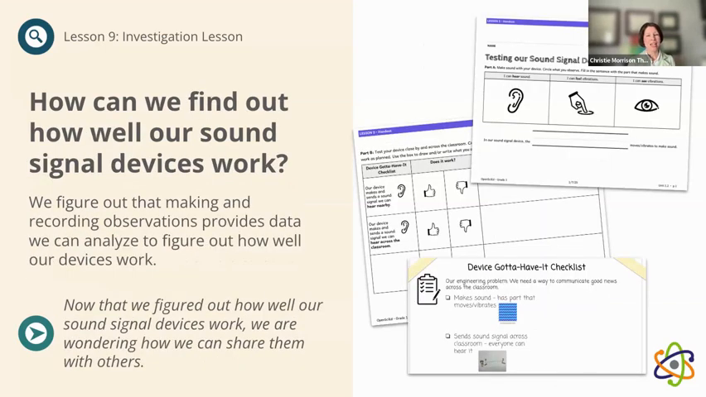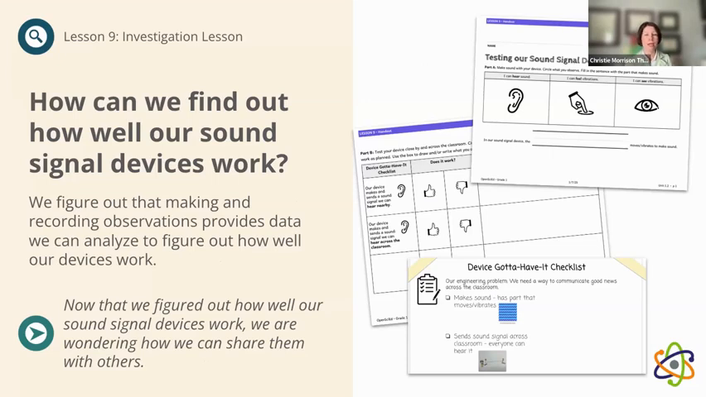We move into Lesson 9, motivated to find out how well our sound signal devices work. We use our engineering book to find out how Matthias Dermond tested his solution. And then we make connections to the work we did in Lesson Set 1 to plan and carry out investigations. We connect those experiences to our Device Gotta Have It checklist to guide us in making a plan for testing. We use the Testing Our Sound Signal Device handout on this slide to help us record data from our tests.